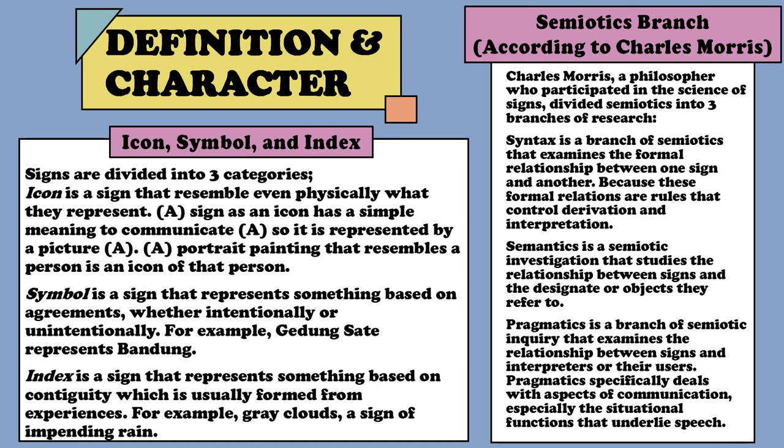Number two, semantics. Semantics is a semiotic investigation that studies the relationship between signs and the designata or objects they refer to. And the last one, pragmatics. Pragmatics is a branch of semiotic inquiry that examines the relationship between signs and interpreters or their users. Pragmatics specifically deals with aspects of communication, especially the situational functions that underlie speech.